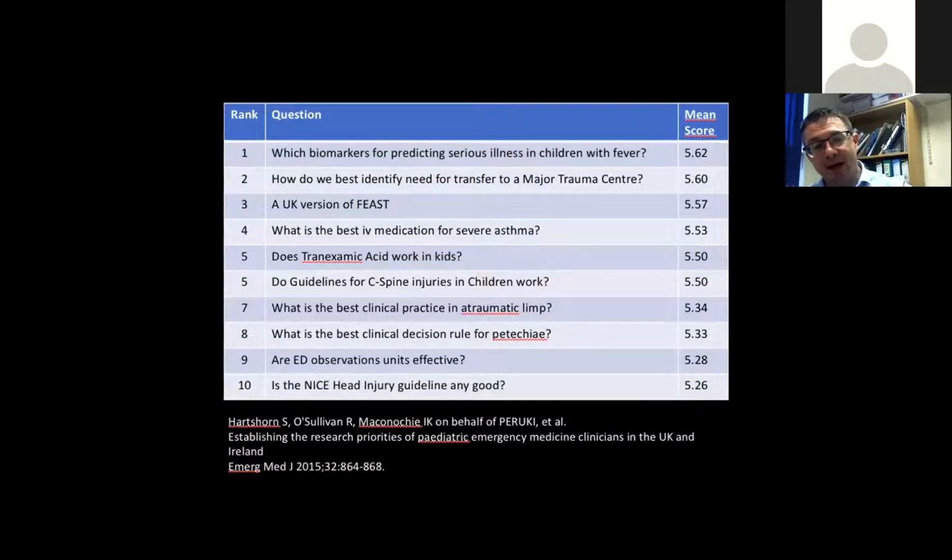And what we find is that biomarkers for predicting serious illness in children, I'll discuss that. Identify needs to go to a major trauma center. We've got ongoing work. A UK version of PEMEast. So PEMEast was the study in Africa which demonstrated potential harm from fluid overload in sepsis. We have had a UK version of that.